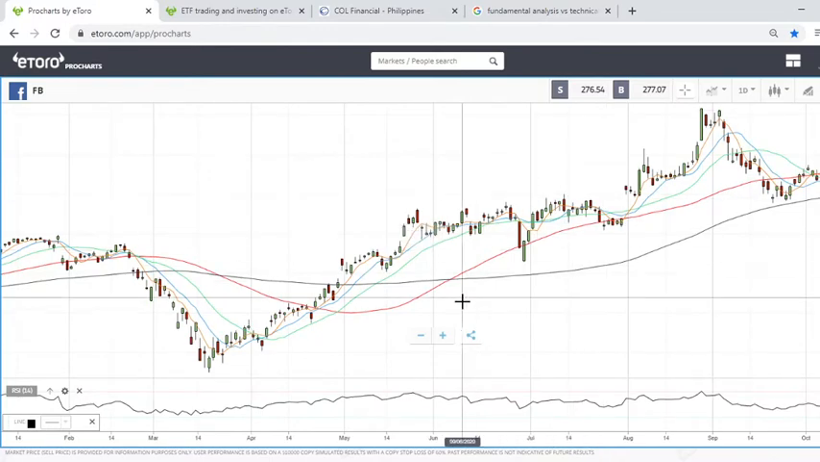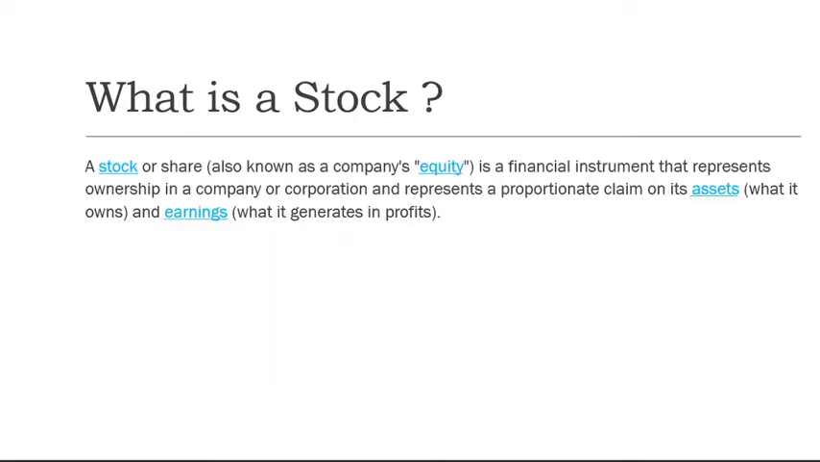Okay, so that's how it works. Next, what is a stock? A stock or share, also known as a company's equity, is a financial instrument that represents ownership in a company or corporation and represents a proportionate claim on its assets, what it owns, and earnings.